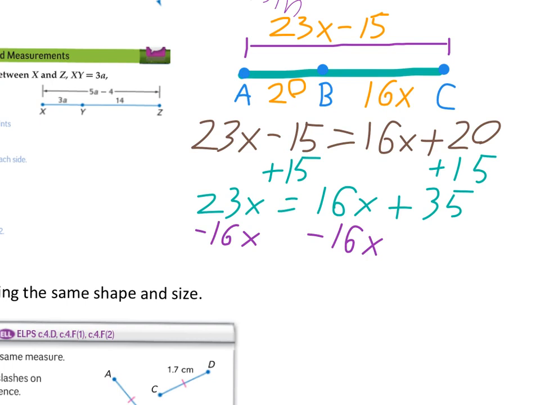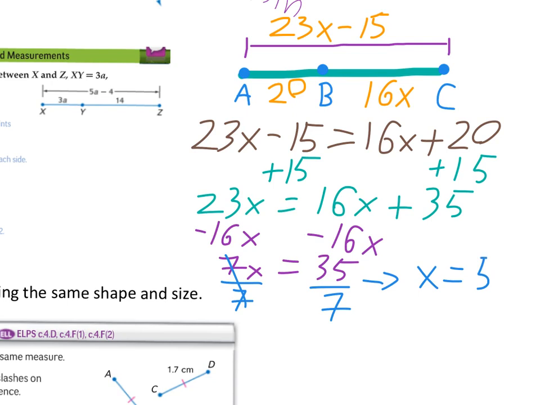Subtract 16x from both sides, and we should get 7x is equal to 35. All right, now we need to isolate that x value, divide both sides by 7. Those cancel out, and that should give us x is equal to 5.